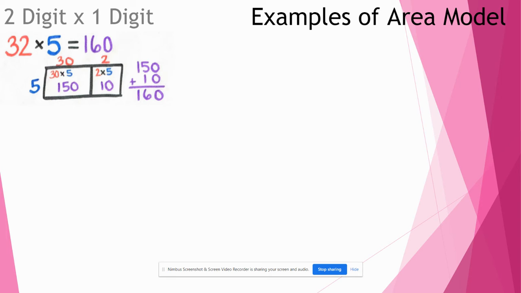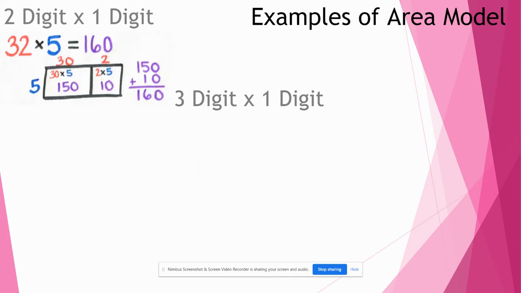So I know that 5 times 30, I should be able to do that in my head. That's 150. And 5 times 2, again, I should be able to do that in my head. That is 10. Adding those both together, those are both partial products. Adding them together will give me my final answer of 160.